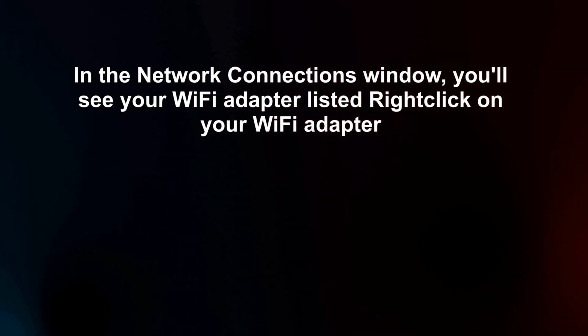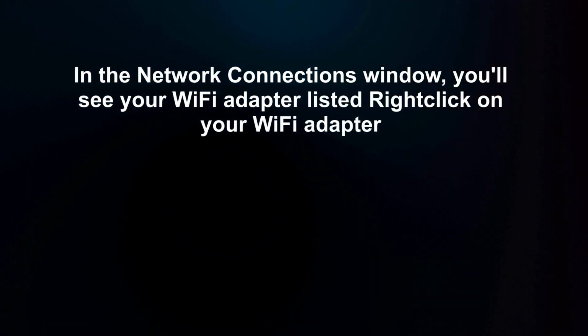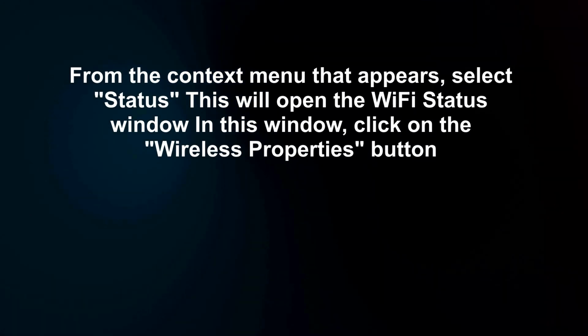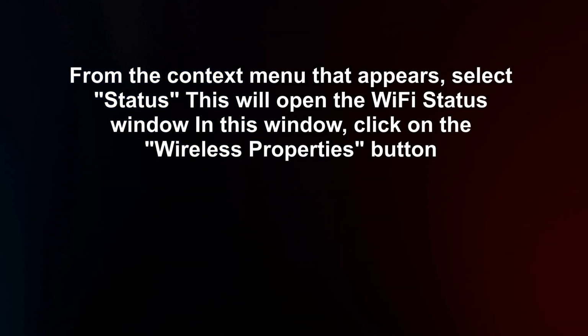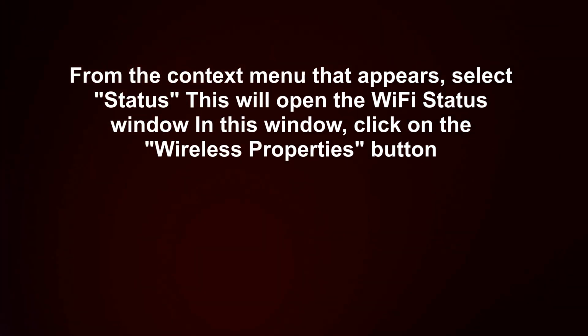In the Network Connections window, you'll see your Wi-Fi adapter listed. Right-click on your Wi-Fi adapter. From the context menu that appears, select Status. This will open the Wi-Fi status window. In this window, click on the Wireless Properties button.